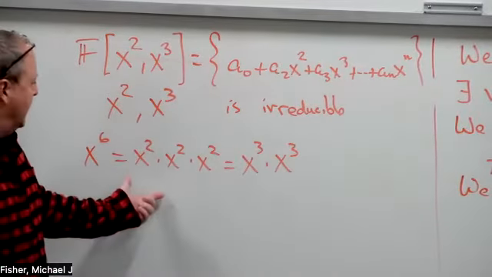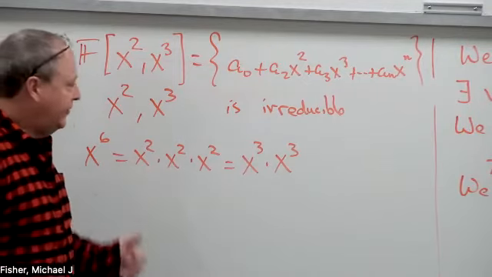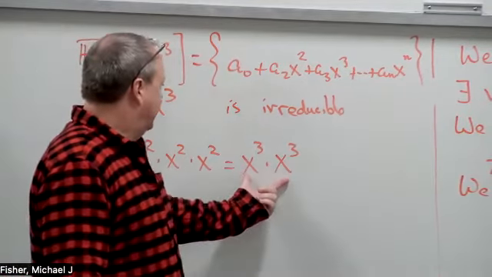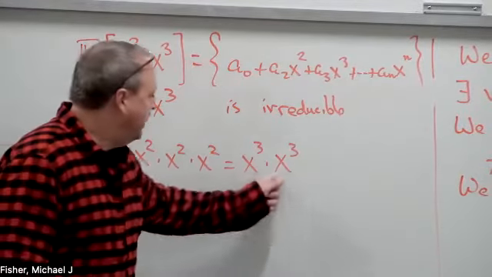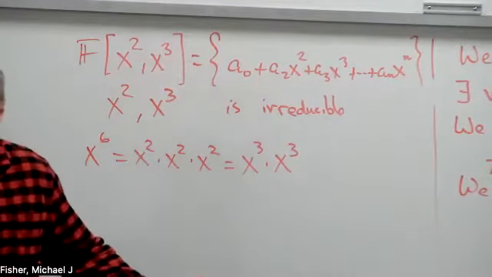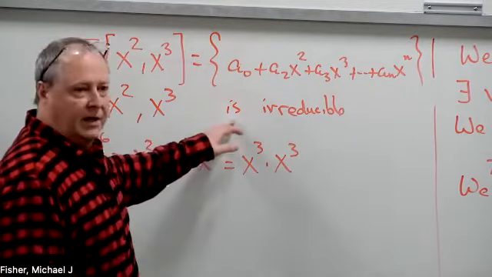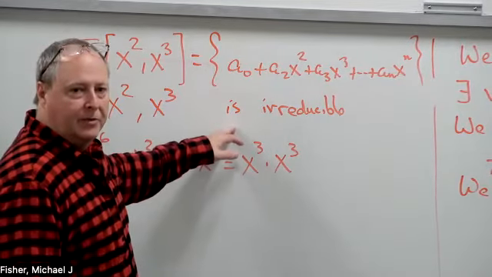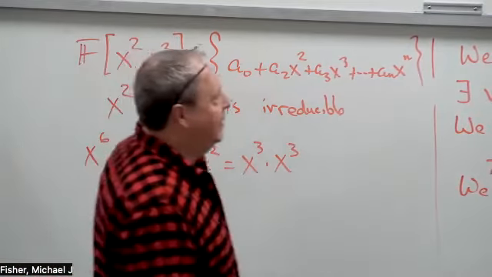Notice, of course, here's an irreducible factorization of x to the 6. Here's another irreducible factorization of x to the 6. Notice that x squared divides the product of these two, but it doesn't divide either one because there is no x, right? So this is perhaps an easier way to see a good example of something that happens to be irreducible, so you can't break it down any further, but it is actually not prime.